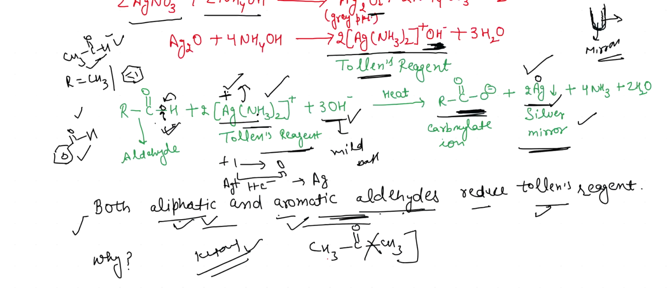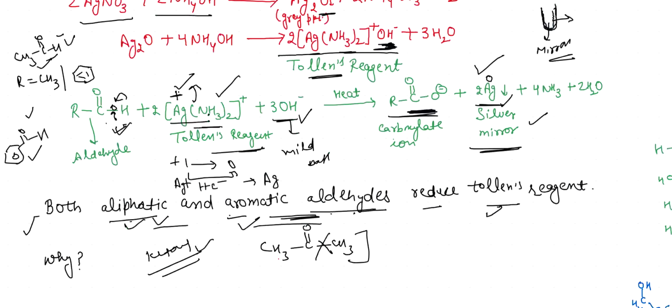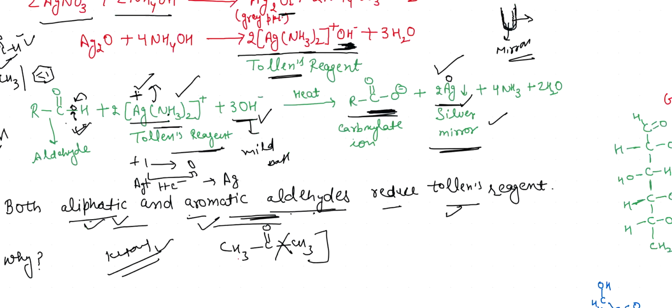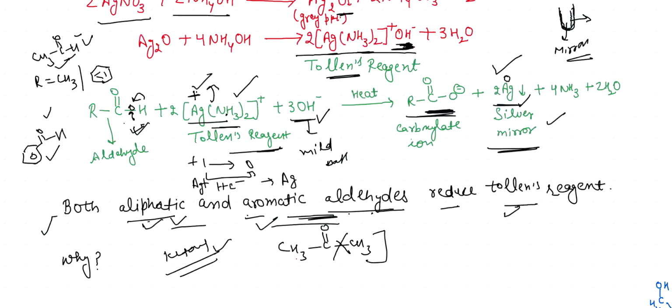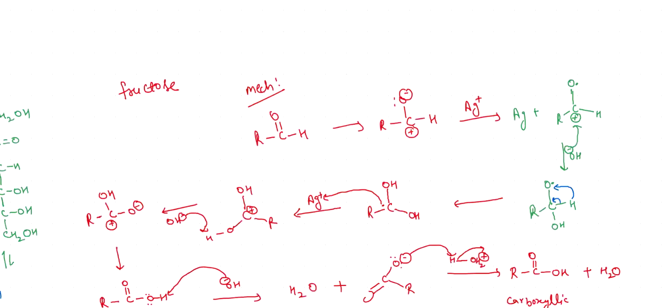So moving towards the mechanism, how Tollens reagent oxidizes aldehydes. In this case, we are using two molecules of Tollens reagent and three of hydroxide, and two molecules of water are formed as byproduct. So this is the mechanism. The first one is your aldehyde group.